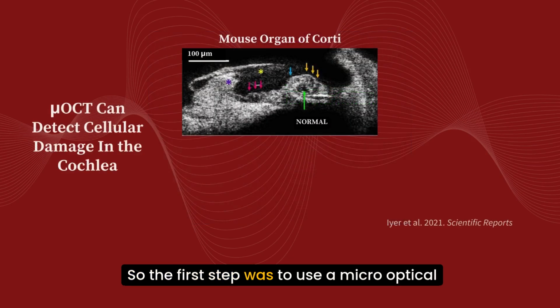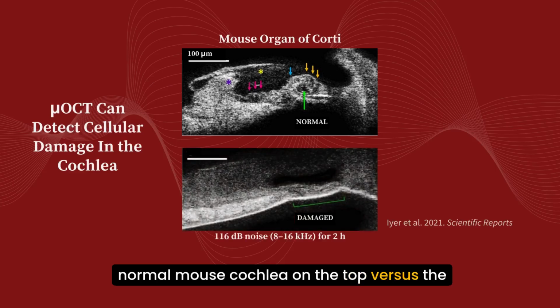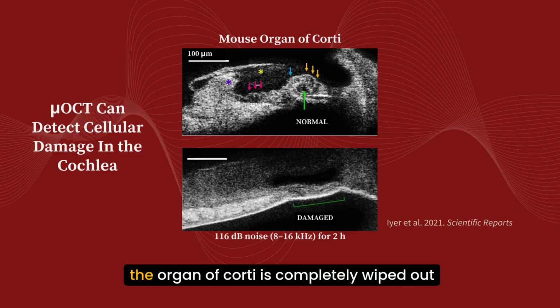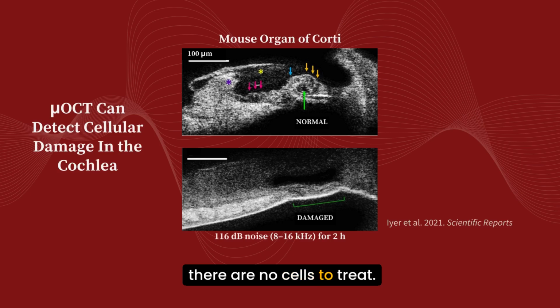So the first step was to use a micro-optical coherence tomography setup to compare a normal mouse cochlea on the top versus the ear that was exposed to loud noise for a couple of hours, the equivalent of attending a loud music concert. And you can see a striking difference where the organ of Corti is completely wiped out at the bottom. And this has really dramatic implications for therapy because numerous studies have shown that gene therapy doesn't work if there are no cells to treat.